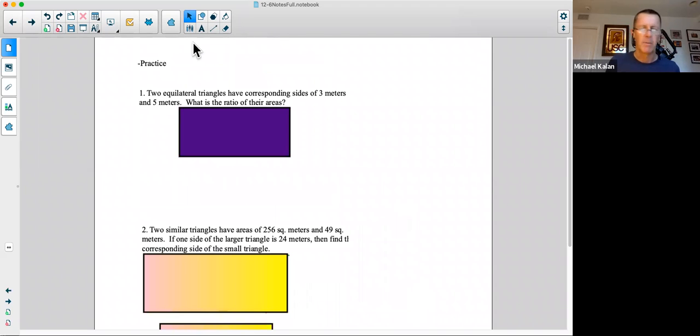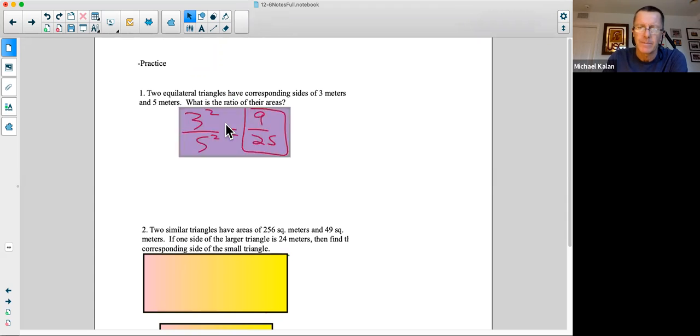Let's practice. So we're going to practice those. Okay, and again, I want you to try these on your own, and then you can always uncover when you think you've got it, or if you're unsure. Okay, so two equilateral triangles. Equilaterals. What does that mean? Oh yeah, they're similar. They have corresponding sides of 3 meters and 5 meters. What is the ratio of their areas? Okay, pause the video, give it a shot.